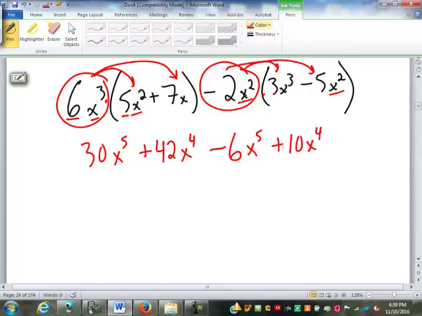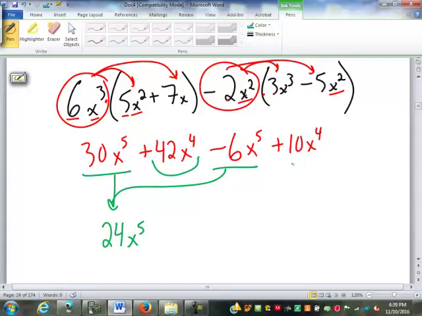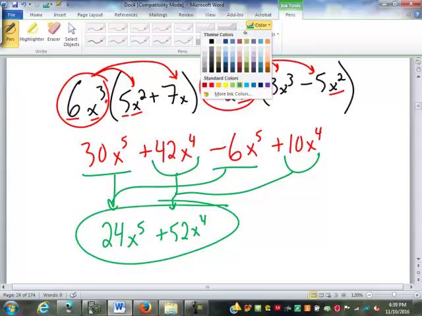Good. So now we're going to combine 30x to the fifth, negative 6x to the fifth. 30 and negative 6 make 24, x to the fifth. Remember, when we add or subtract, we keep the same name. 42x to the fourth and 10x to the fourth, positive 52x to the fourth. So there it is.